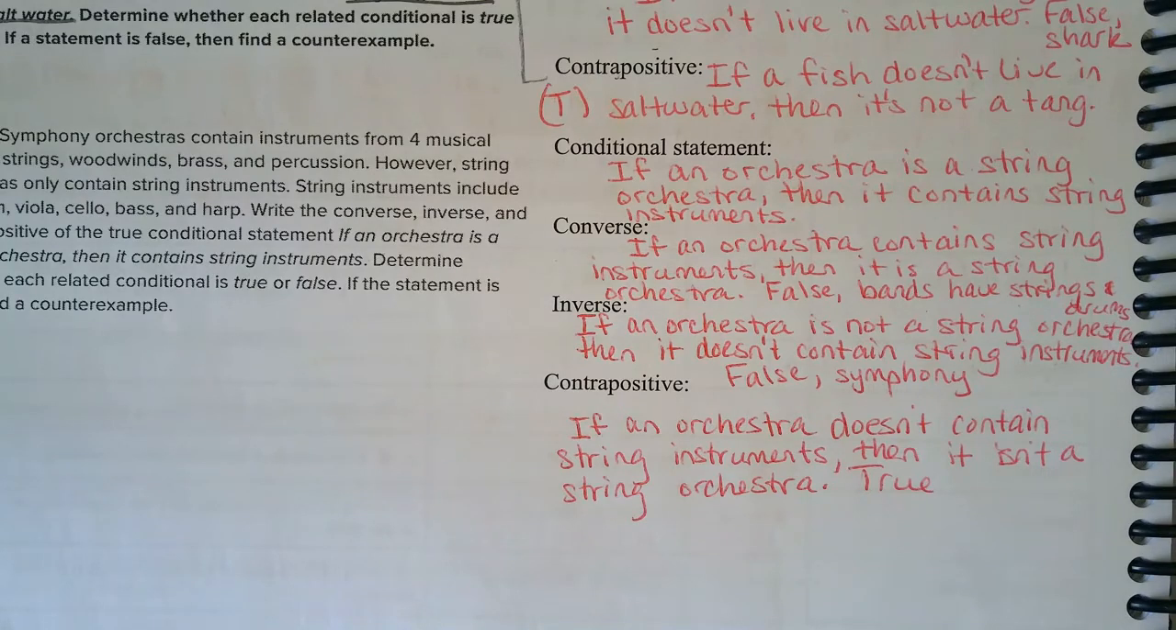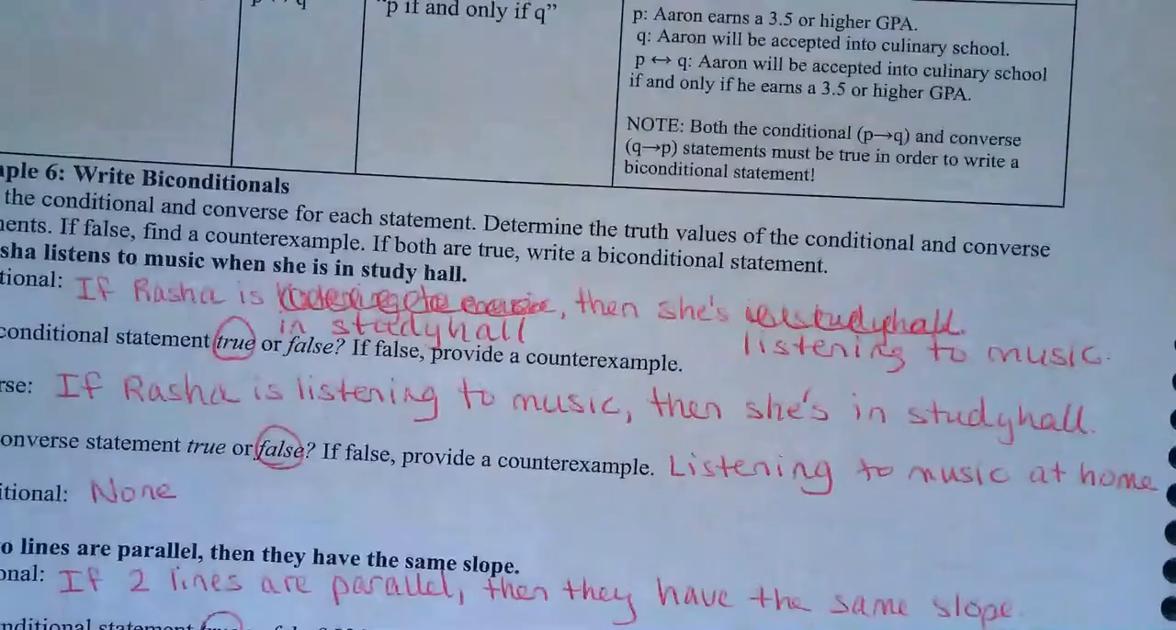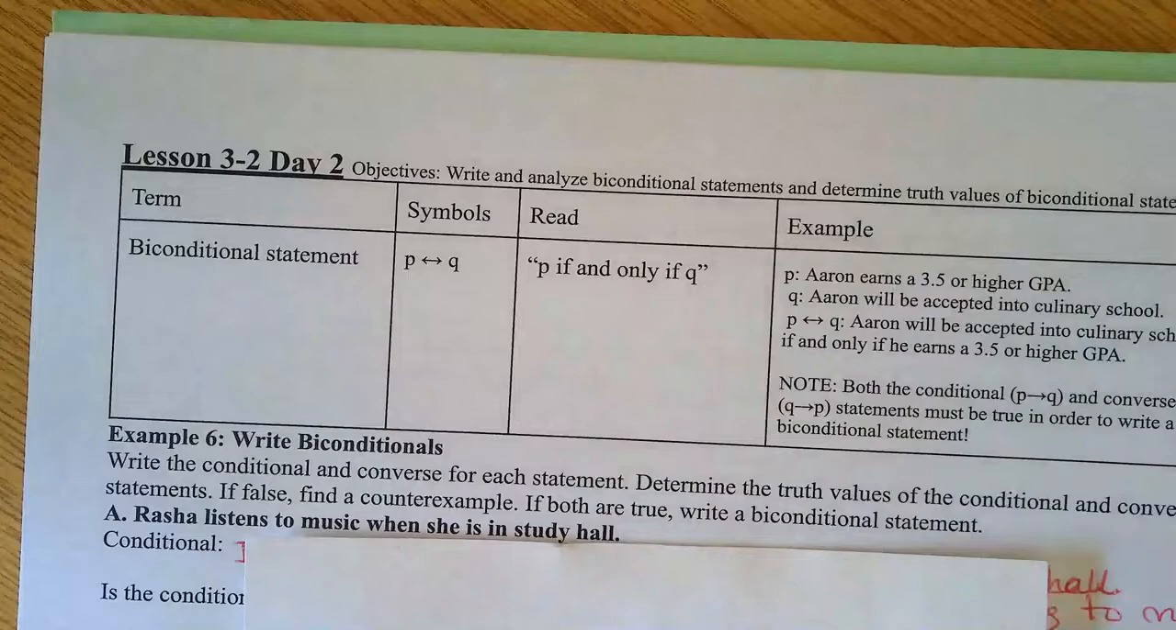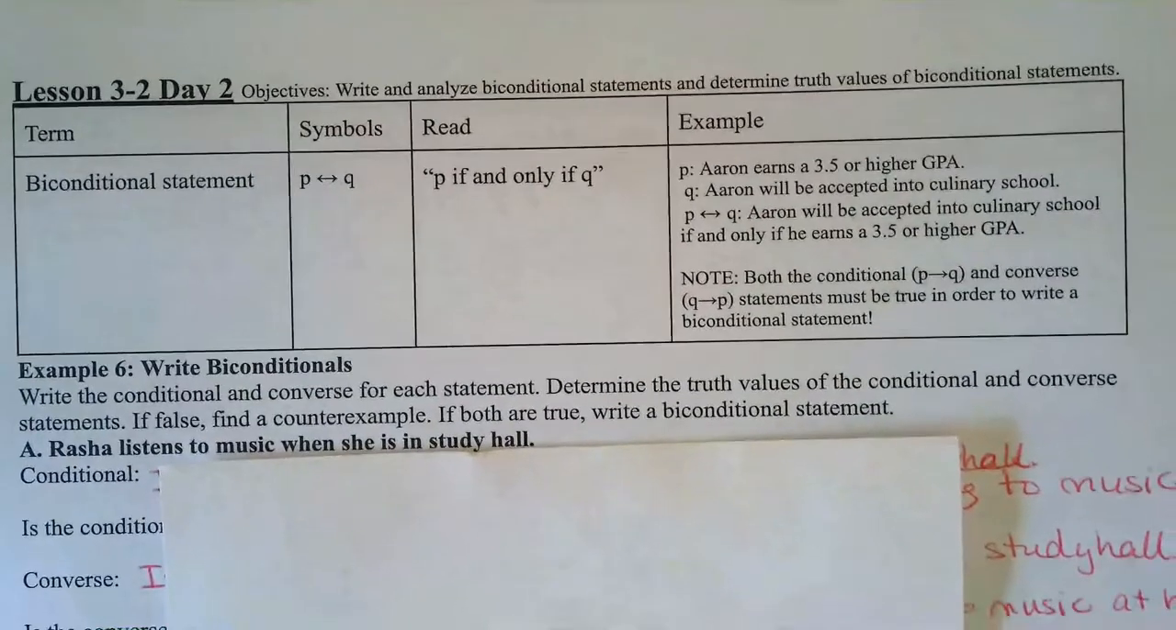Contrapositive is where you have both of them. So I'm going to negate and switch. If an orchestra doesn't contain string instruments, then it's not a string orchestra. This is true. All right, so that's part 1 of section 3.2. If you are needing part 2, that would be where we listed it as section 3.2, day 2. That's where you're going to clue in here.